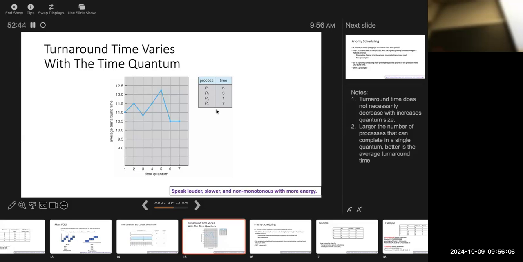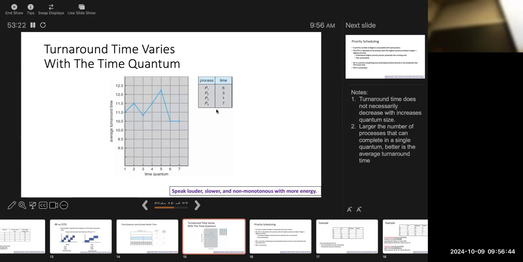Let's say I change the quantum value and set it equal to 5. Now, none of them will get the chance to finish in a single go, or in a single scheduling. Which means that turnaround time will increase for each process, because they will be preempted by other processes before they complete their execution, right? But with Q equal to 10, at least 3 processes, once they are scheduled, will not be preempted by other processes before they complete their execution, right?